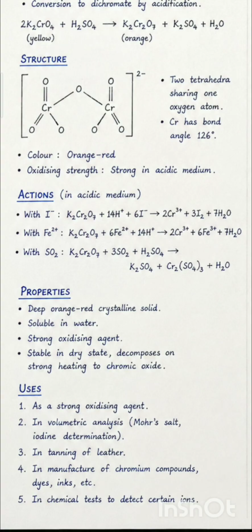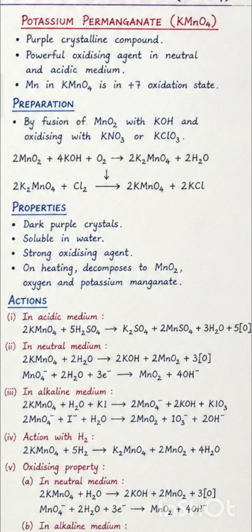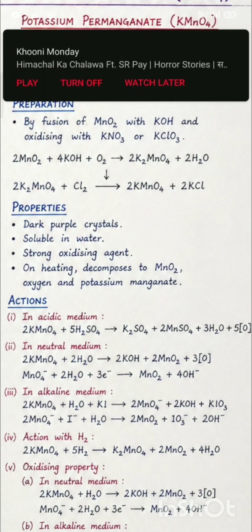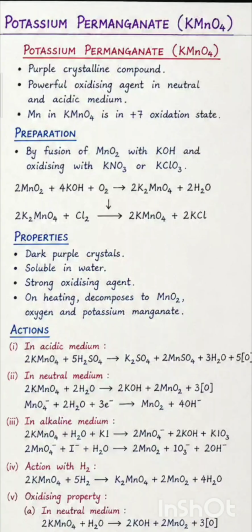In tanning of leather, in manufacture of chromium compounds, dyes, inks, and in chemical tests to detect certain ions. And next one is potassium permanganate KMnO4. It is a purple crystalline compound, a powerful oxidizing agent in neutral, acidic, and basic medium.